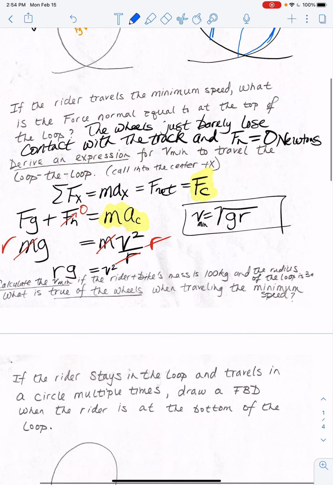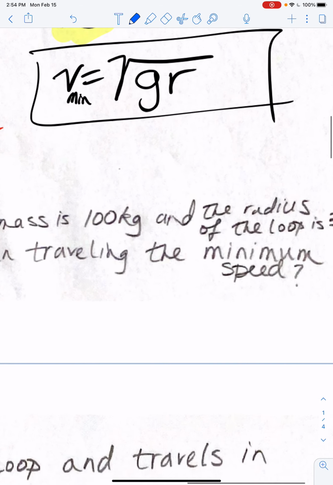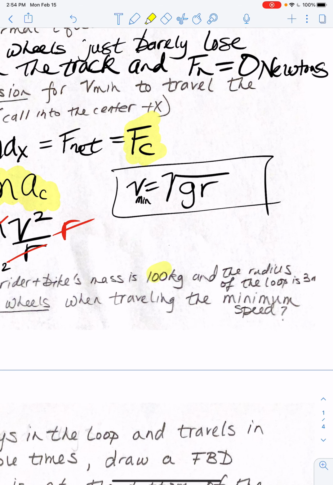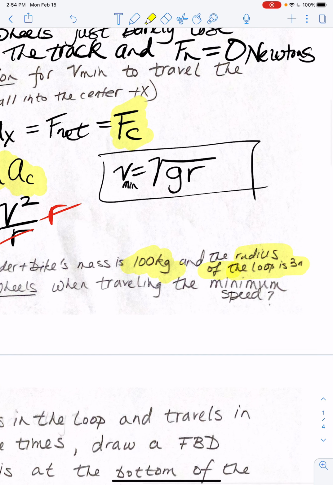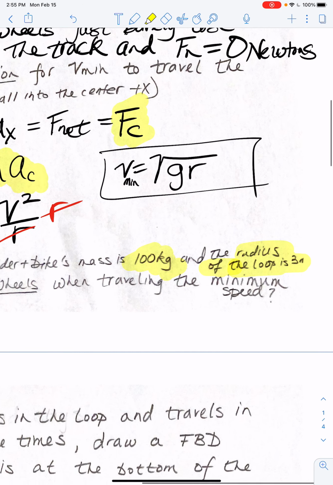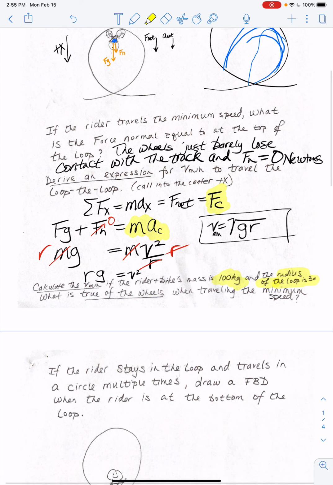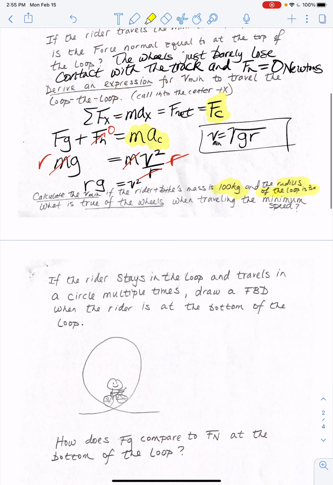So anyways, the next question says, what if the person had a mass of 100 kilograms and the loop has a radius of 3 meters? I think the M got cut off. 3 meters is about what, 10 feet or so, right? So that seems realistic for a giant metal caged-in area for a BMX bike. Let's go ahead and calculate that.